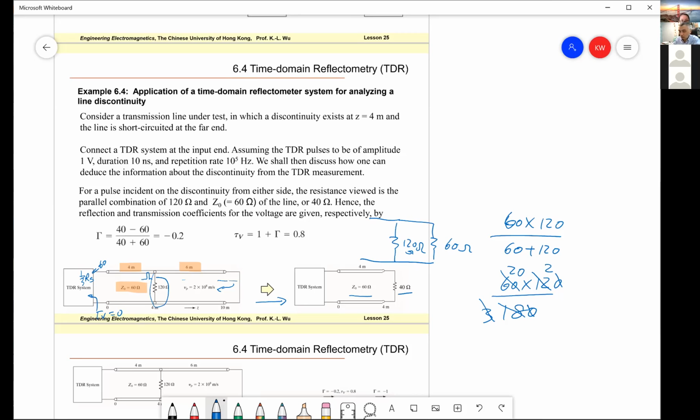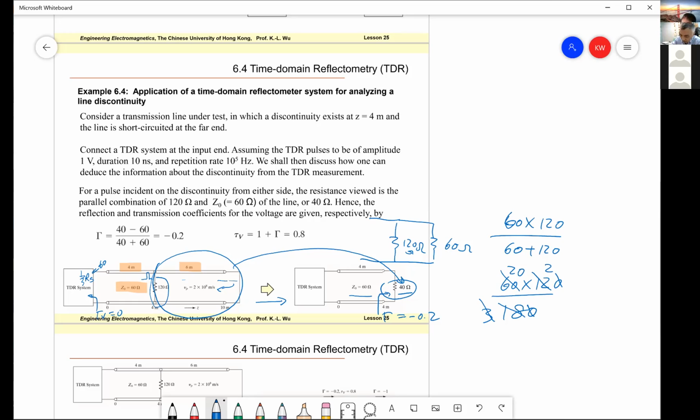So this whole thing is replaced by this. Now let's look at this system. This is a simplified system. Then in this system, the reflection coefficient equals minus 0.2. I don't give details. Now let's see how we propel our pulse.